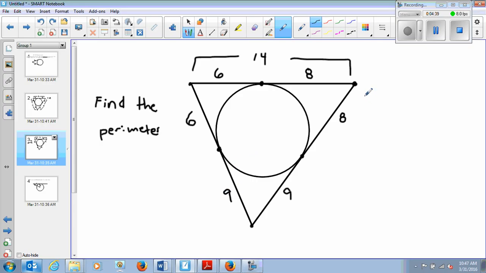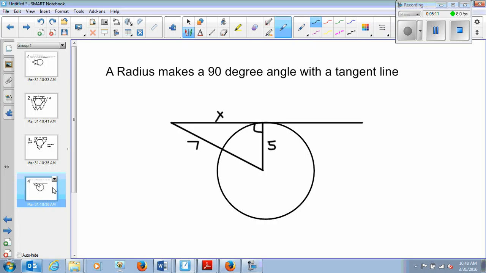Let's find the perimeter. So this whole side was 14. So the perimeter is going to equal 14 plus this whole side is 17 plus this whole side, which would be 6 plus 9, or 15. We add those together. 14 plus 17 is 31, plus 15, we get a perimeter of 46 units.